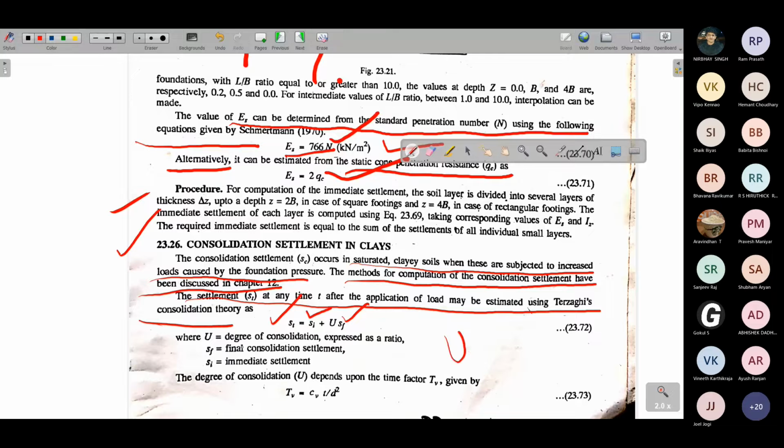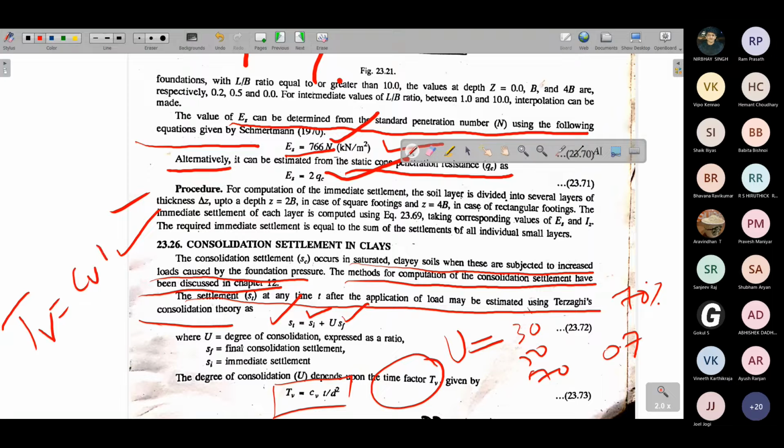What is this U? If you recall, this is the degree of consolidation, how much percentage it is: 20, 30, 50, 60, 70 and so on. And we have to take it as a decimal. If it is 70, we take 0.7. So U is the degree of consolidation, Sf is the final consolidation settlement, Si the immediate settlement. And the degree of consolidation U depends on what? This time factor, if you recall.